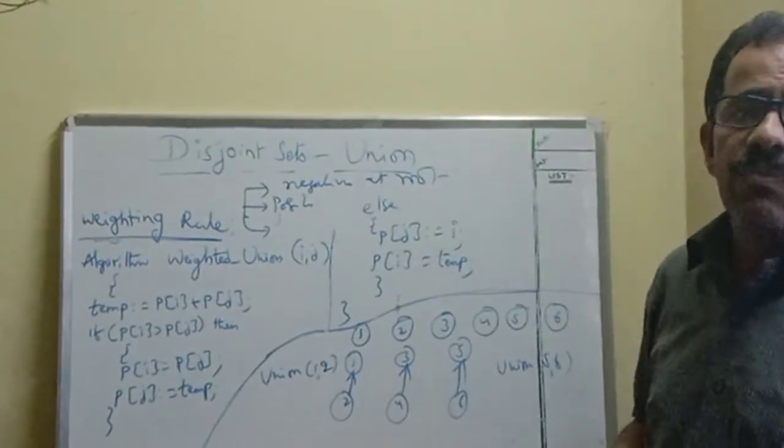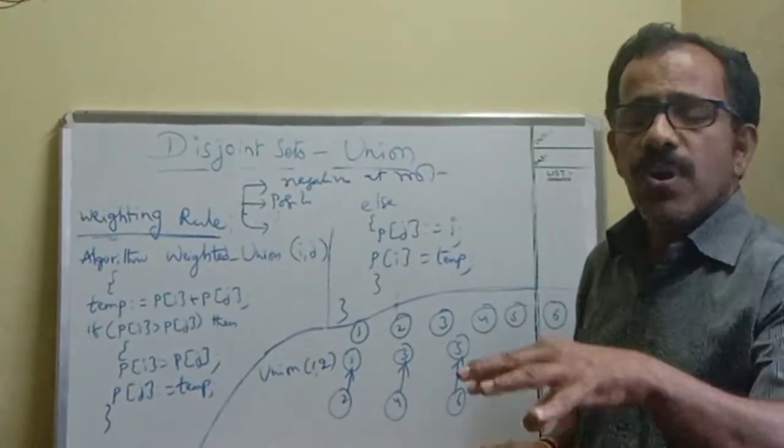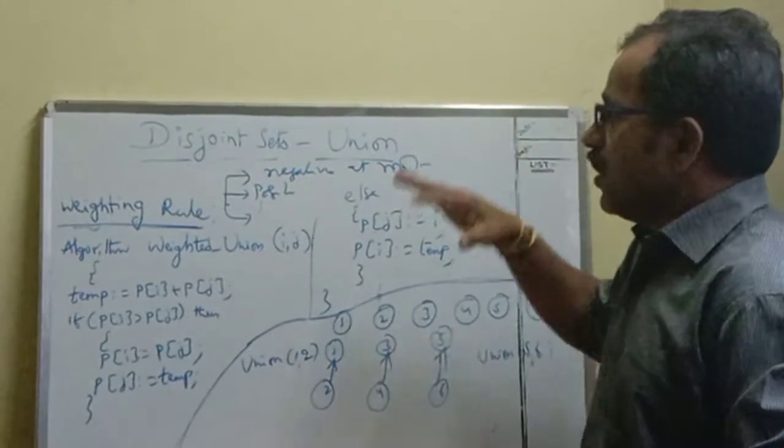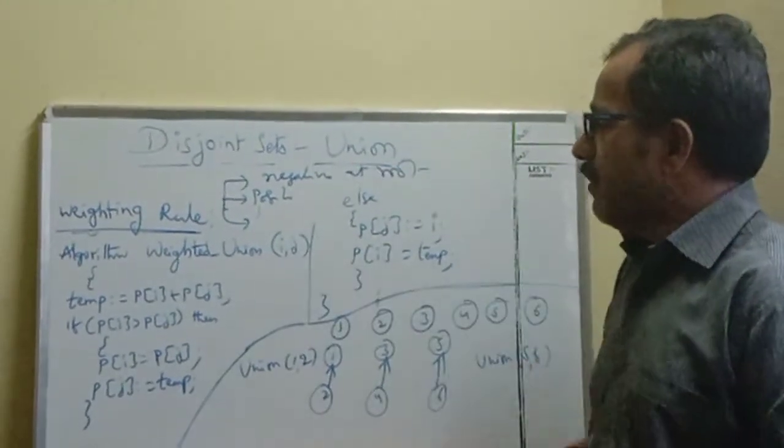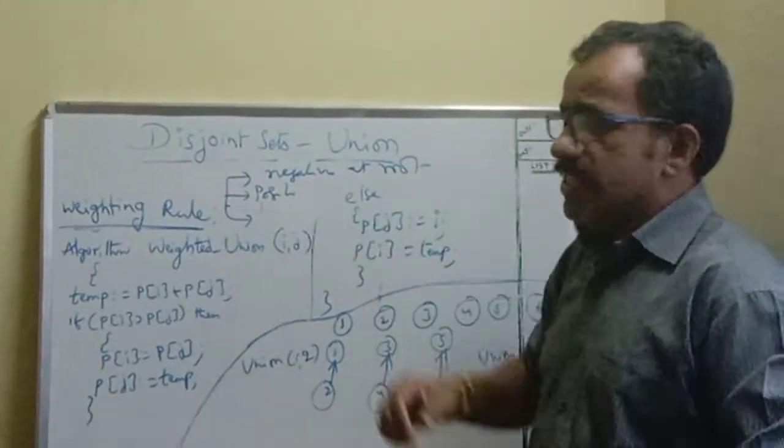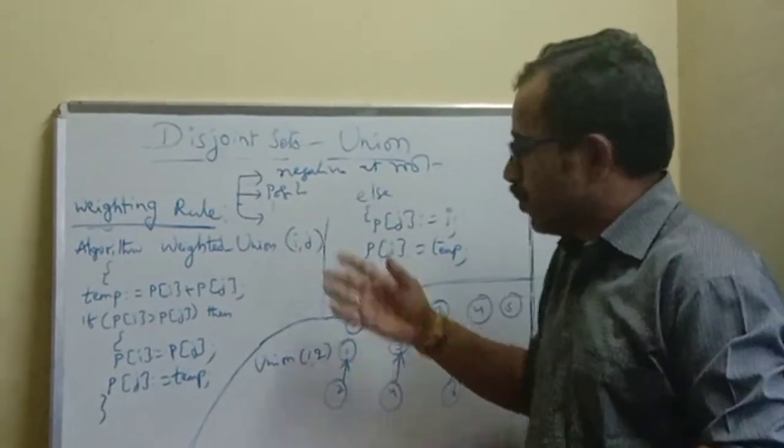What do you mean by weighting rule? Weight means the number of nodes in the particular tree, or the number of nodes in the particular subtree. Based on the number of nodes in the tree and in the subtree, we can construct the union between two trees.